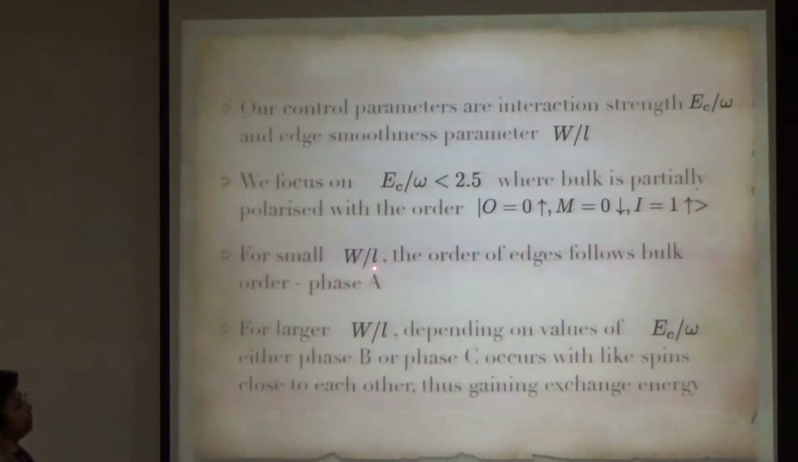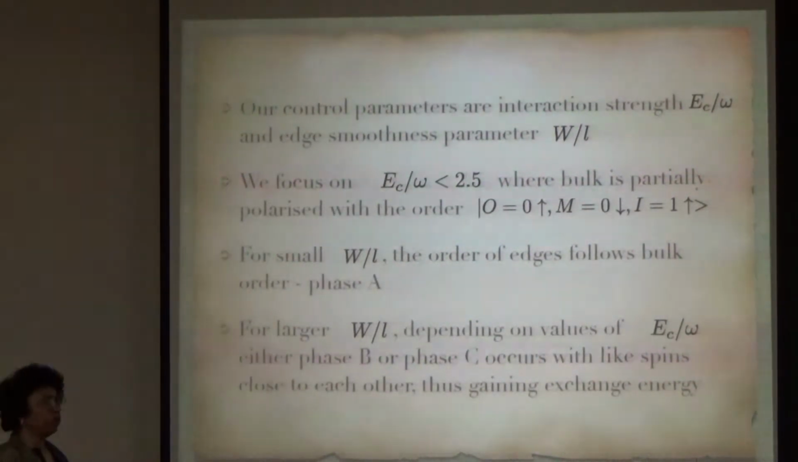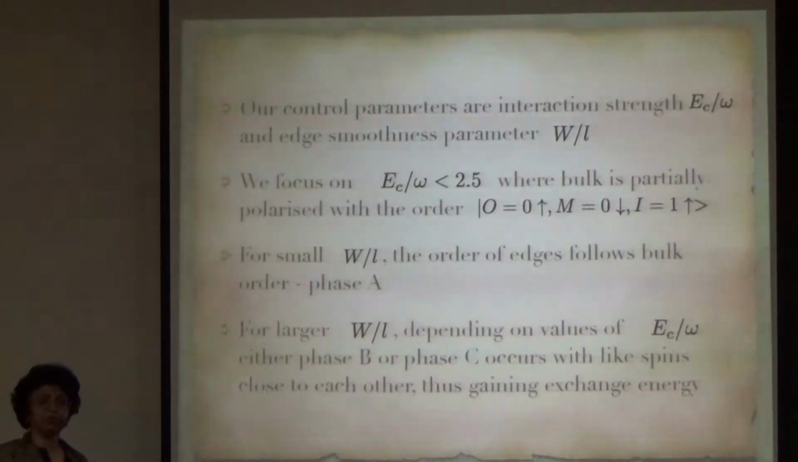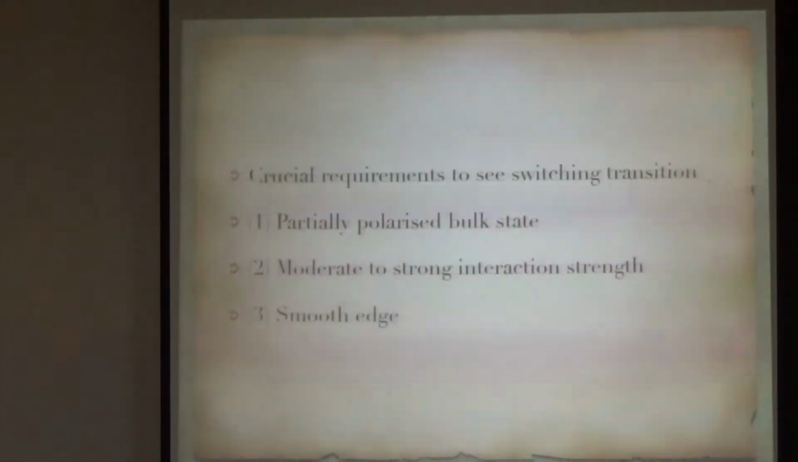For small W by L, the order of the edges, as I said, followed the bulk order, which is phase A. For larger W by L, depending on values of EC by omega, we went to either phase B or phase C, which are both phases where the like spins were close to one another, thus where they gained exchange energy. And the crucial requirements to see this switching transition are a partially polarized bulk state, moderate to strong interaction strength, and a smooth edge.